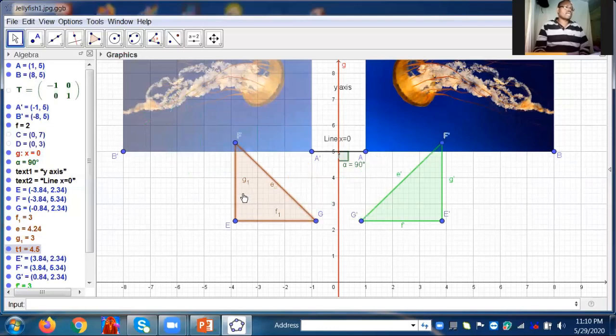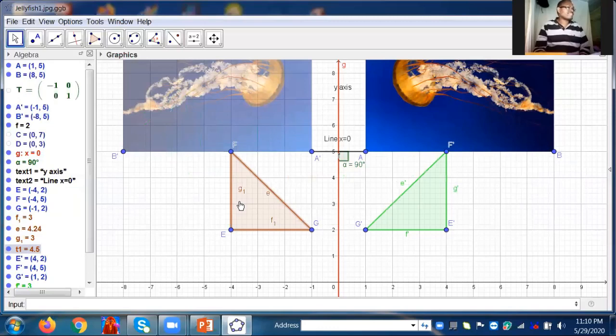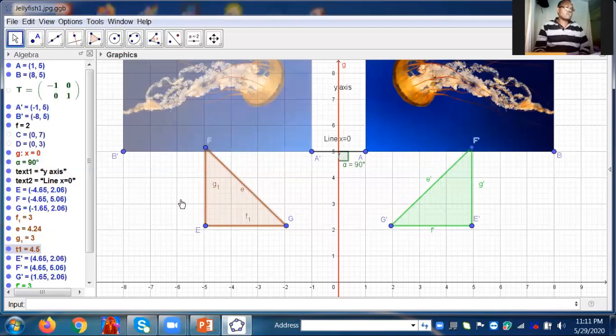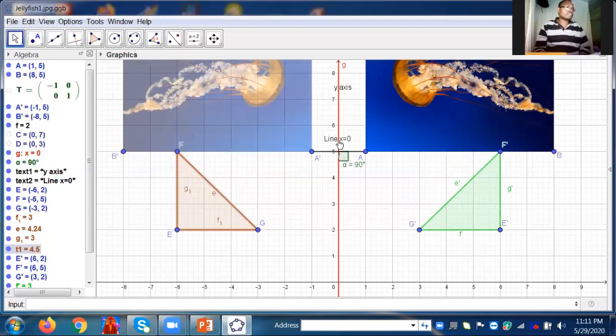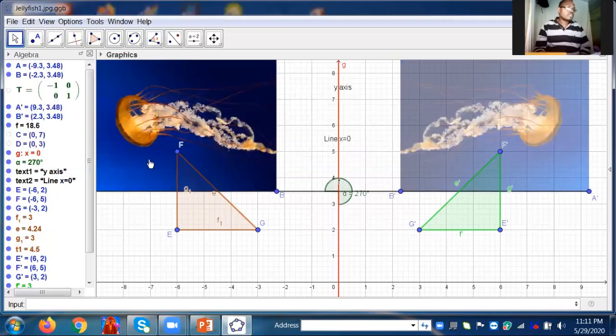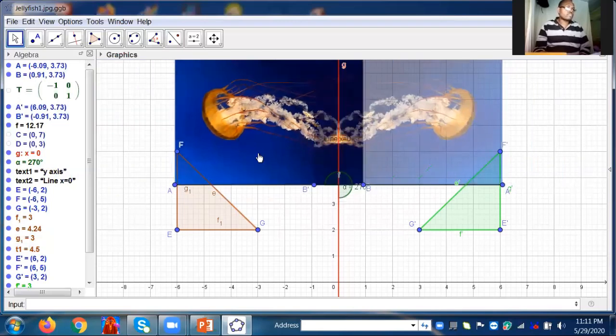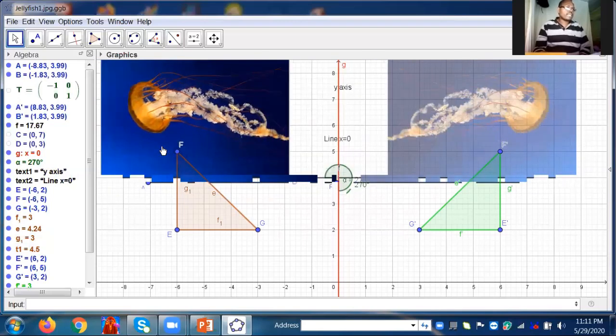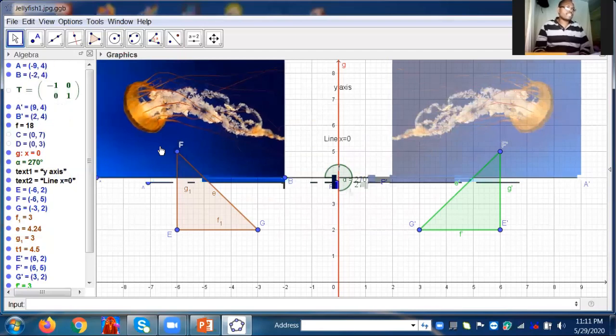So here we can confirm that the matrix T equals -1, 0, 0, 1 is a matrix of reflection on the y-axis. I can also move the jellyfish to the other side, and that property still holds. The image will move also to the other side, and the distance is maintained, and the angle is also maintained, an angle of 90 degrees.